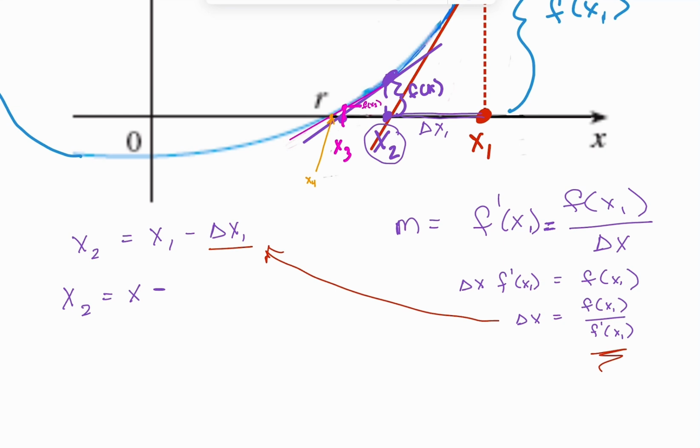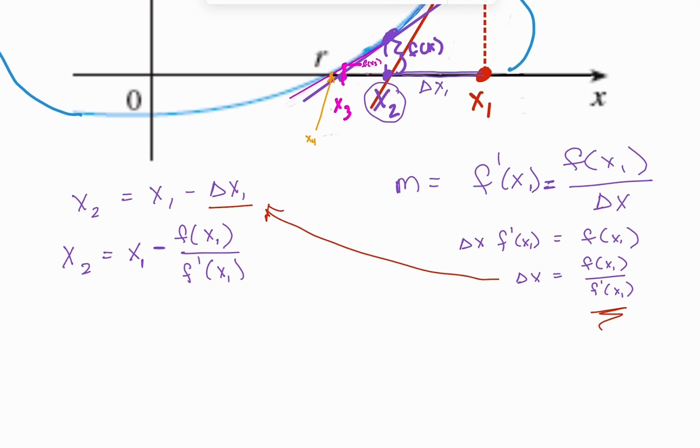So we could do f of x1 over the derivative evaluated at x1. Remember x1, f of x1, and the derivative evaluated at x1, those are all just numbers. So now I can calculate x2. And then I can do the same process. So now I have a number for x2, so I can do that same process to find x3. So x3 will equal x2 minus the function evaluated at x2 divided by the derivative evaluated at x2. And I can repeat that process to get our x4.